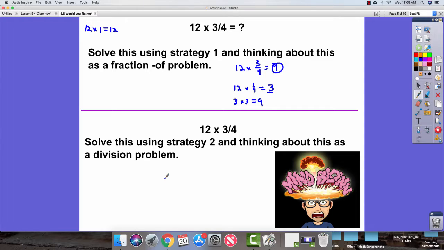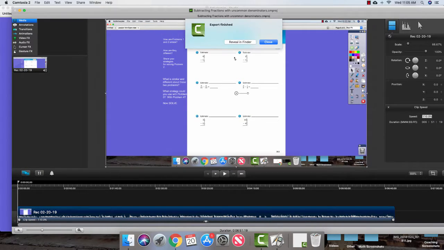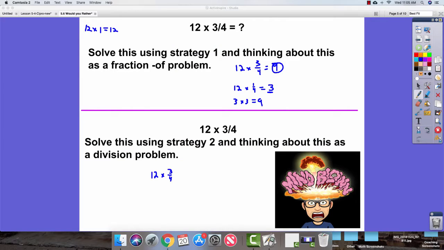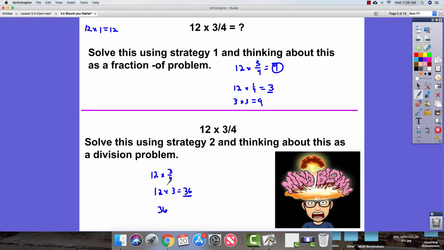Okay? Strategy 2. If I'm going to use strategy 2 for 12 times 3/4, the other way to think about this problem is we can take our whole number and multiply it by the numerator of our fraction. So I can do 12 times 3 and get 36. And then I can take that number, 36, and divide it by my denominator, 36 divided by 4, and get 9. So again, 12 times 3/4 equals 9.